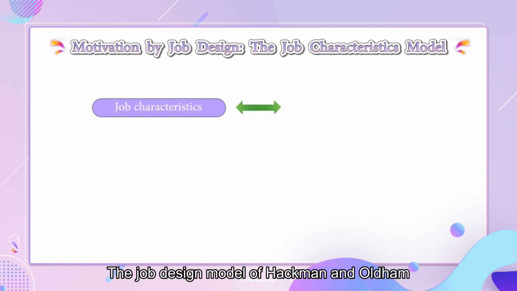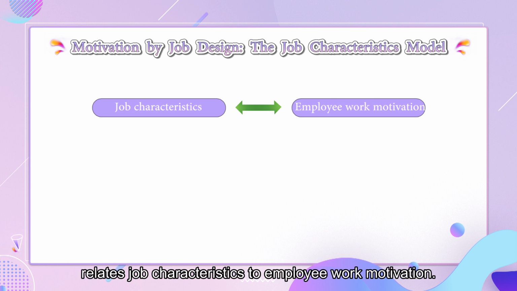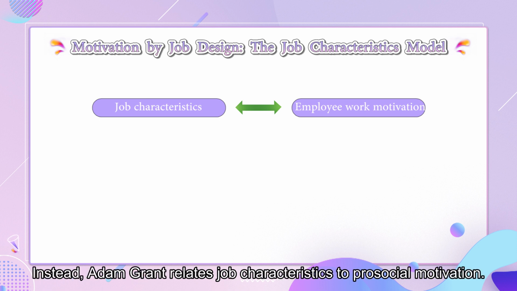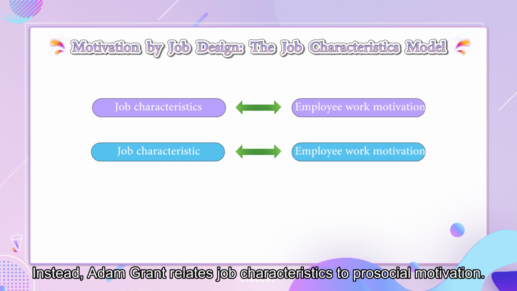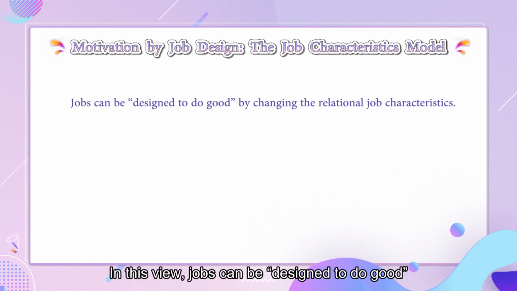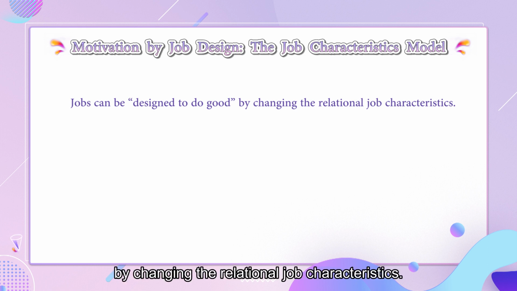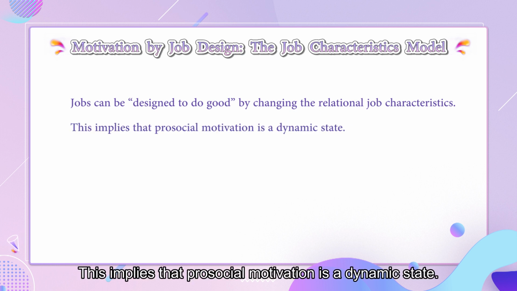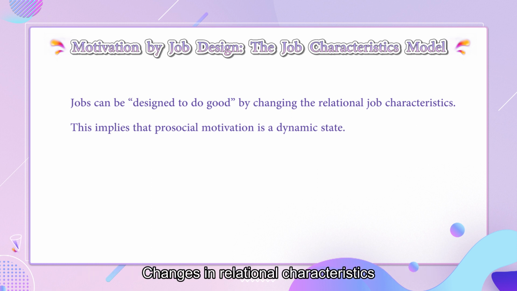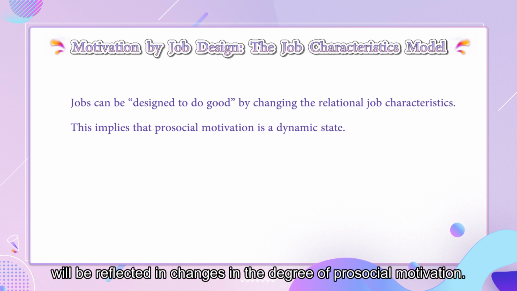The job design model of Hackman and Oldham relates job characteristics to employee work motivation. Instead, Adam Grant relates job characteristics to prosocial motivation. In this view, jobs can be designed to do good by changing the relational job characteristics. This implies that prosocial motivation is a dynamic state. Changes in relational characteristics will be reflected in changes in the degree of prosocial motivation.